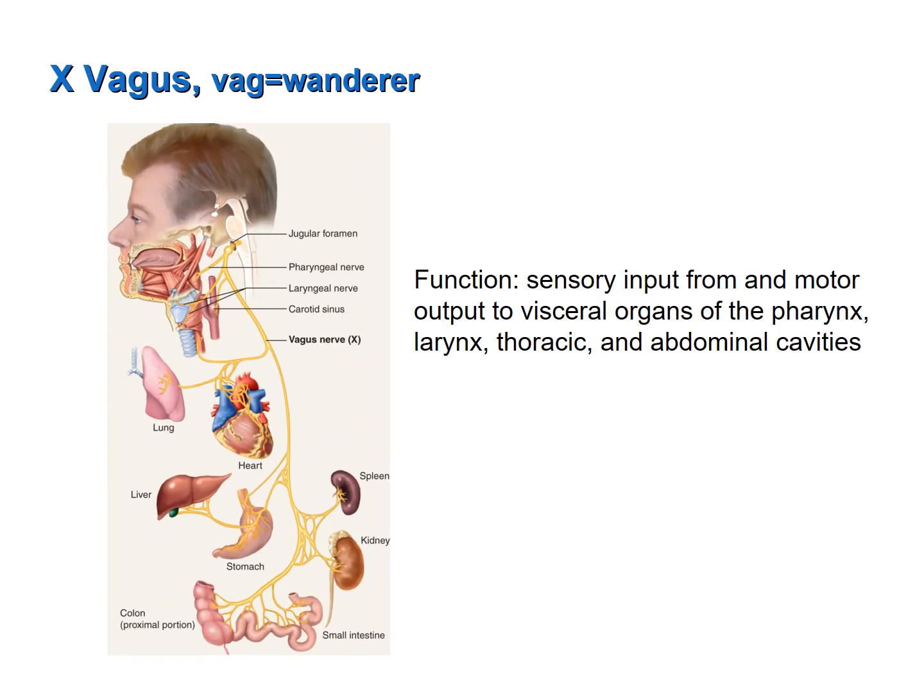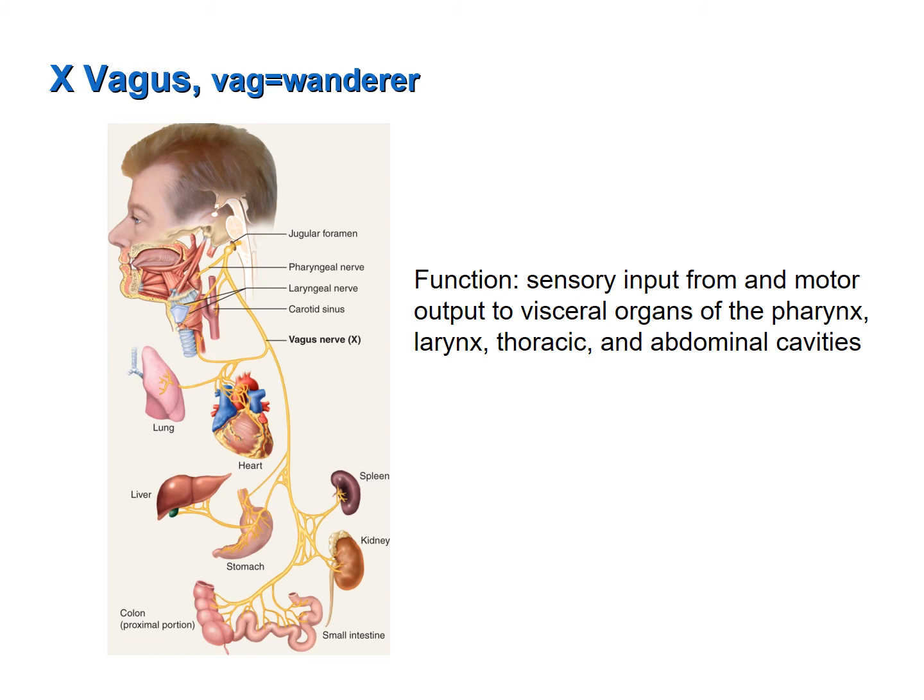Cranial nerve number 10 is the vagus nerve. Vag means wanderer, and if you look at the many branches of the vagus nerve, you'll understand how it got its name. The vagus nerve is the only cranial nerve that extends below the neck. All of the other cranial nerves serve the head and the neck region.